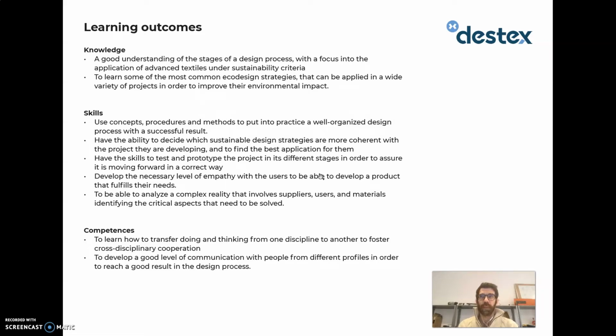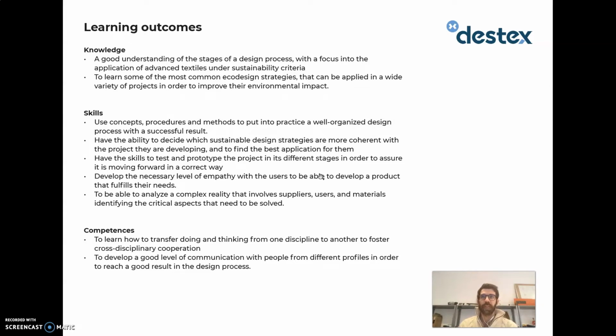You will practice also the skills to test and prototype the project in its different stages to assure that you are moving forward in the correct way. You will develop and put into practice the necessary level of empathy with users that will allow you to bring solutions that are really useful for them. You will be able to analyze this complex reality that we have before starting a design process, which involves suppliers, users, materials, and identify the critical aspects that the project needs to solve.